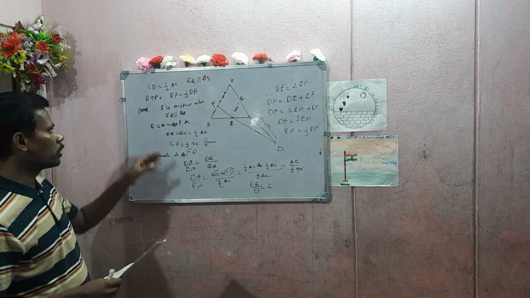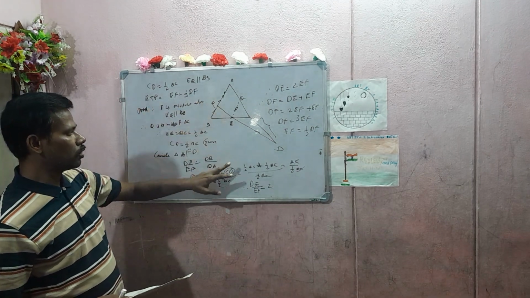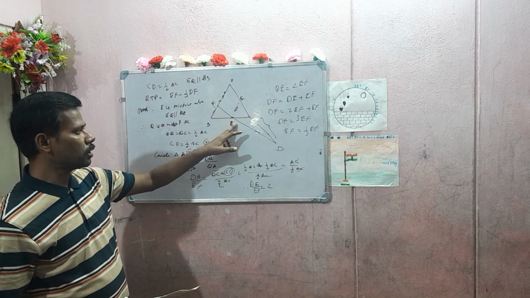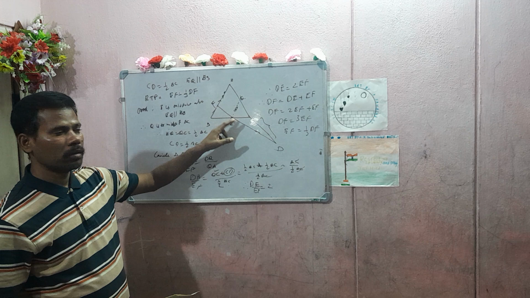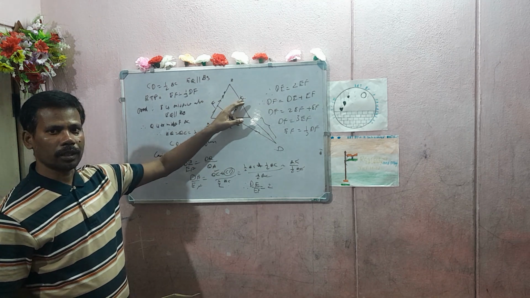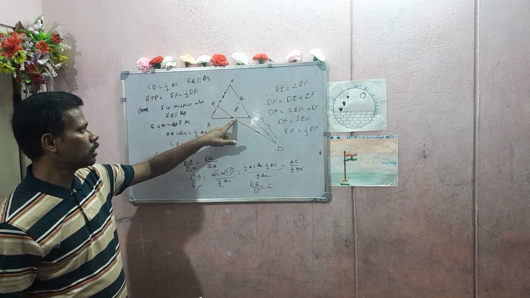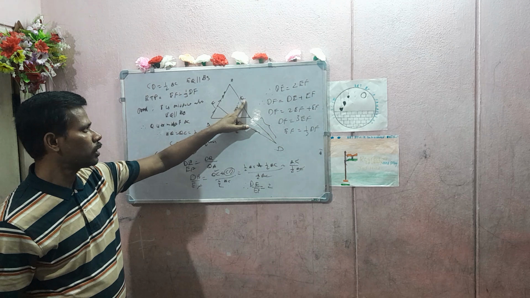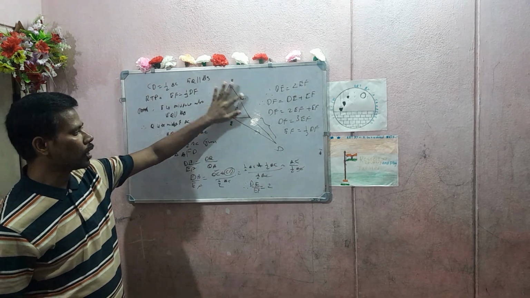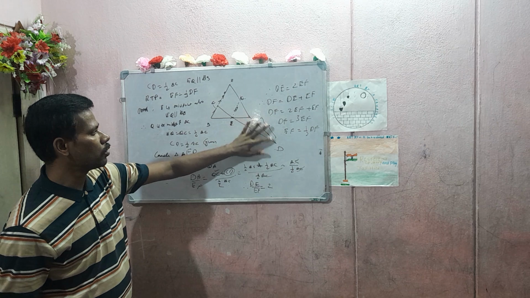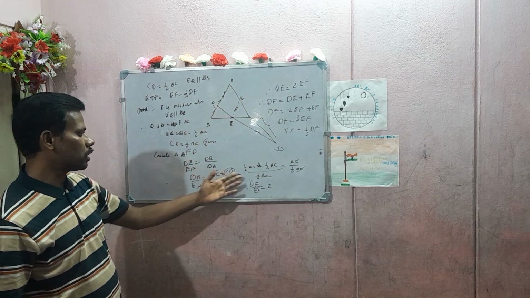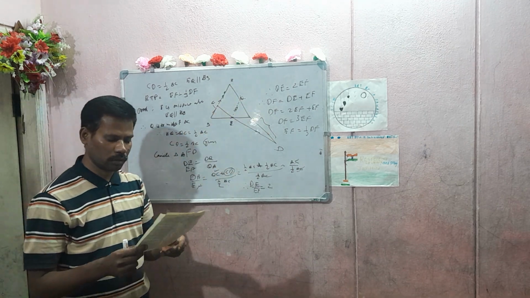Understood? Once again, the line segment joining the midpoint of one side of a triangle parallel to the base bisects the opposite side. So therefore, E is the midpoint, Q becomes the midpoint, and also consider triangle AFD, DE by EF is equal to DQ by QA, and I applied that and we got the result like this.